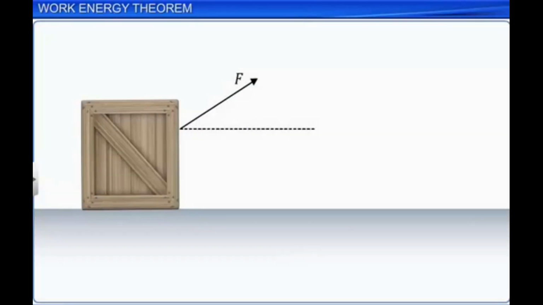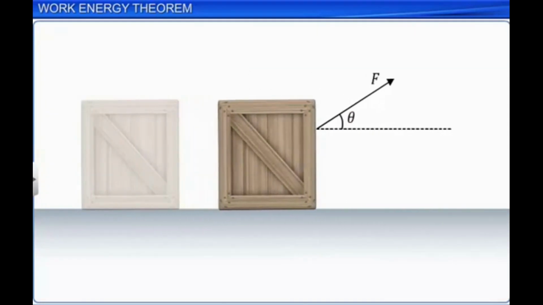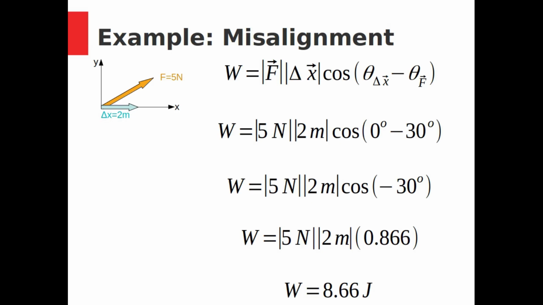Now, what if the force was not aligned with the displacement? Suppose the force vector is oriented at 30 degrees above the horizontal. The work would now be calculated like this. The displacement is oriented at 0 degrees, but this time the force is oriented at 30 degrees. Simplifying, the work is now equal to 5 newtons times 2 meters times the cosine of negative 30 degrees. That works out to only 8.66 joules of work. So the greater the angle between the force and the displacement, the less work the force actually does.